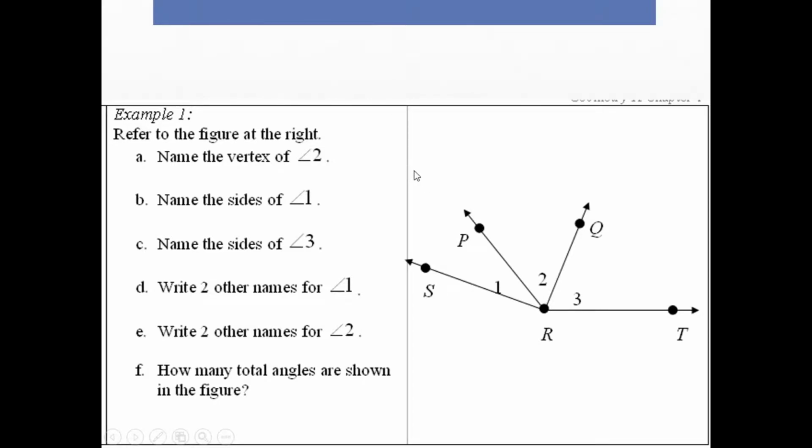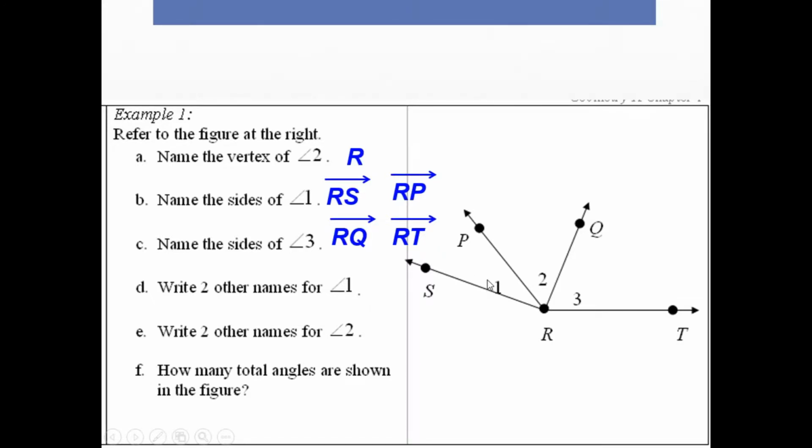To start with this section, we're practicing naming sides, angles, that kind of stuff. Example 1, part A says, name the vertex of angle 2. The vertex is just the common endpoint. It's just the part where the two rays come together. So the vertex of angle 2 is this point R. The sides of angle 1, here's angle 1 right here. The sides, all you're doing is naming the rays. So one side is RS, the other side is RP. The sides of angle 3 start at R and go through Q, as well as going through T, so you have RQ and RT.